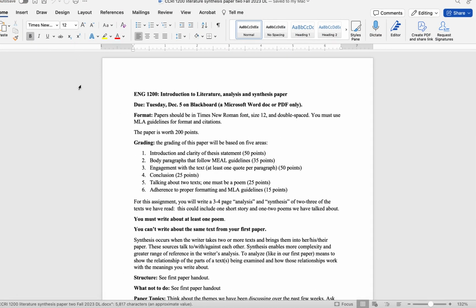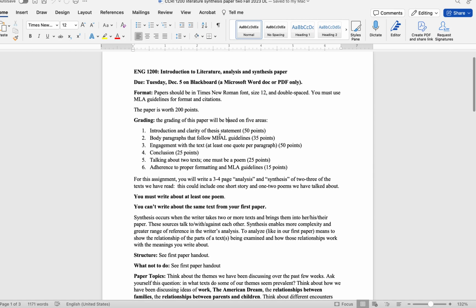So paper 2, analysis and synthesis. This is due Tuesday, December 5th on Blackboard. This class is short, so everything's a little pressed together here. Same format as the first paper: Times New Roman, font size 12, MLA, double space. This paper is worth 200 points and will be based on, it should say 6 areas there, not 5.